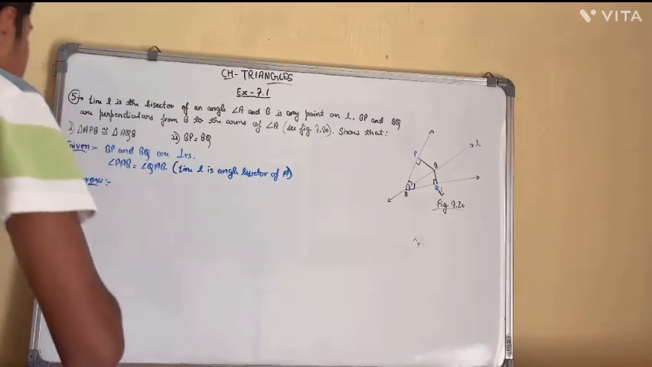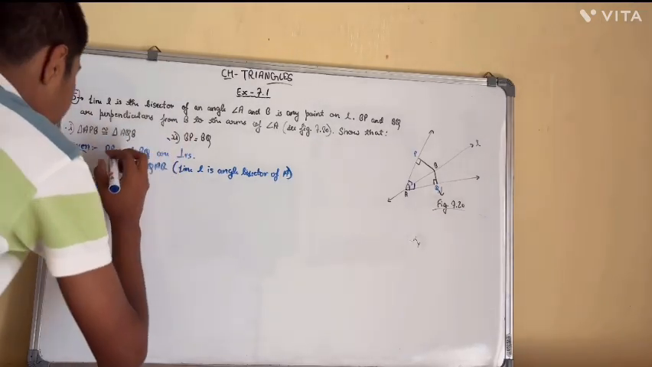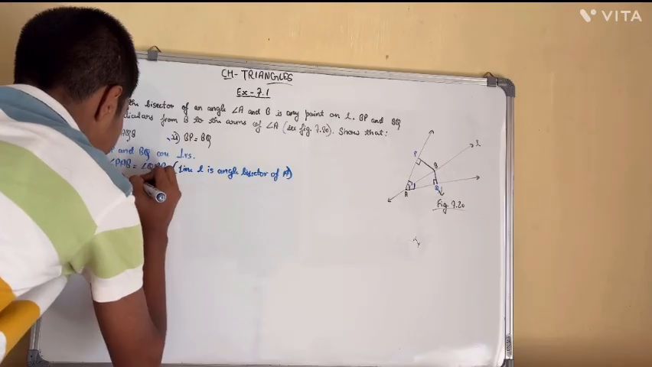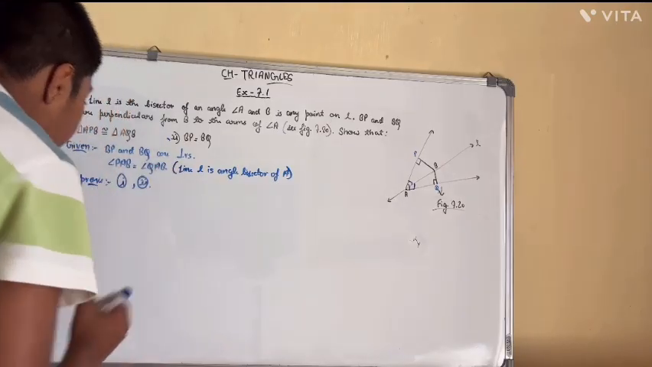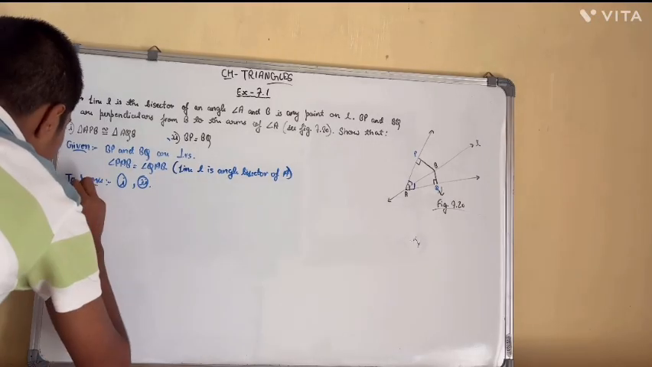What we have to prove? So firstly these two, first and second, you can write here. I am writing only first and second. Okay, so now I am proving this. Proof.